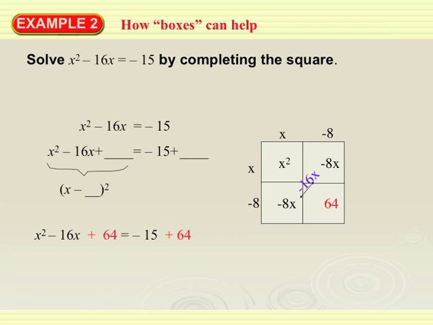When I factor the left-hand side then, it factors into x minus 8, the whole thing squared. And on the right-hand side, I have negative 15 plus 64. The plus 64 is what I added to keep my equation balanced. When I simplify the right-hand side of this, negative 15 plus 64 gives me 49. So now I have this expression, x minus 8, the quantity squared, equals 49. What do I do next?